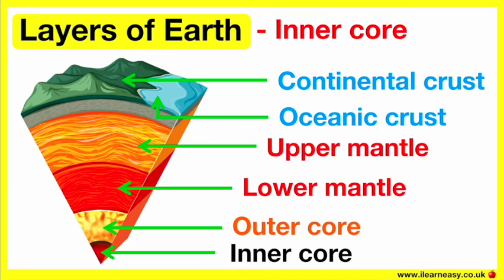The inner core. The inner core is right in the center of the Earth. It's the hottest part of the Earth. It's nearly as hot as the surface of the Sun. The extreme pressure in the inner core is what makes it solid. The inner core is also made up of iron and nickel, just like the outer core. However, because the inner core is so hot and there's extreme pressure, this makes it solid. The inner core is about 1,200 to 1,500 kilometers thick.